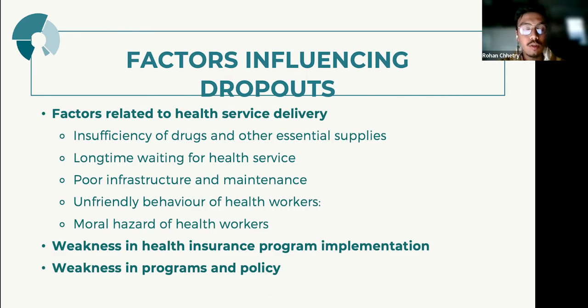Now, let us talk about the factors affecting the dropout. A major factor can be seen within the health delivery system. There is insufficiency of drugs and other essential supplies, long waits for health services, poor infrastructure and maintenance, unfriendly behavior of health workers, moral hazards of the health workers, weakness in the health insurance program implementation, and weakness in the programs and policies themselves.